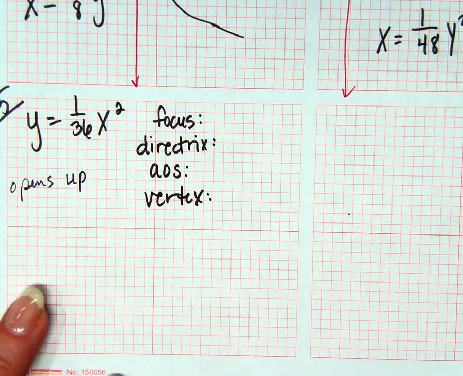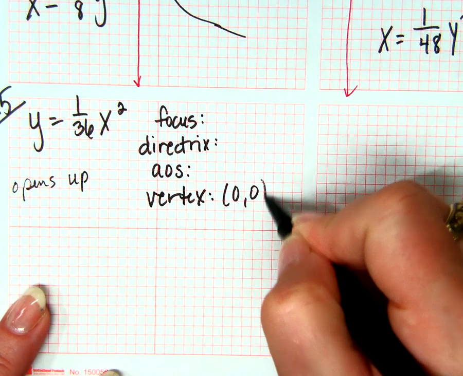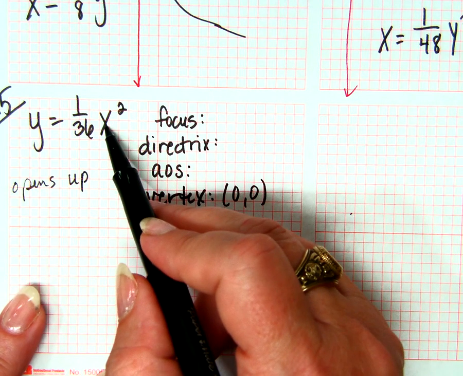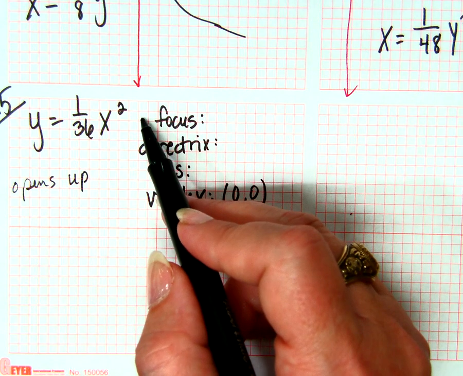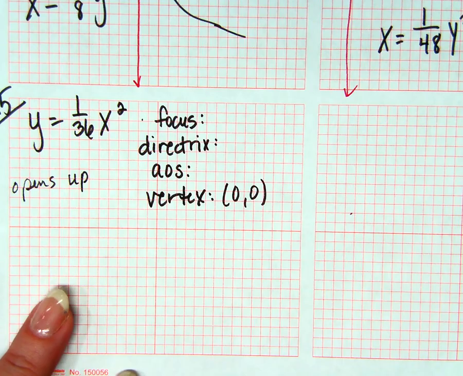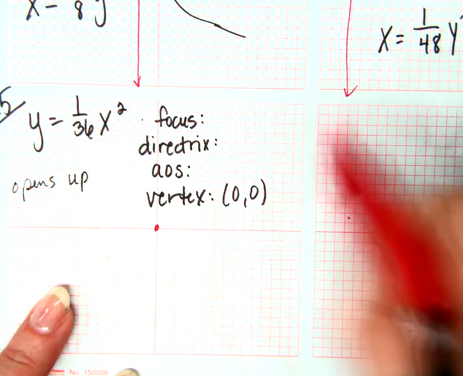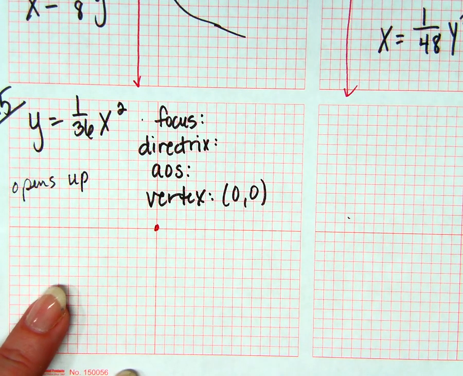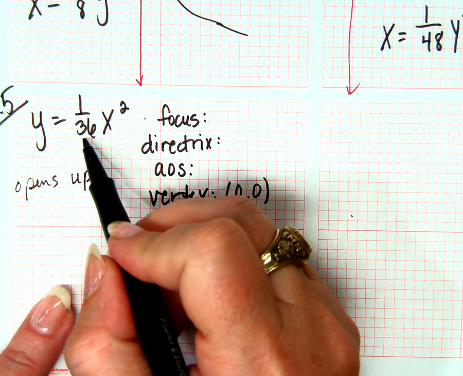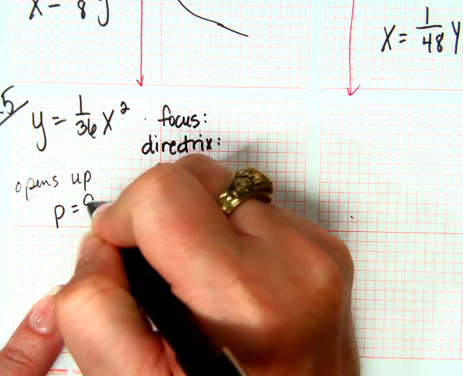If it opens up, where's my vertex? 0, 0. And you know that because why? Is there anything being added or subtracted to the x? Anything being added or subtracted to the end of the equation? So the vertex is at 0, 0. So if this is my vertex, and we know it opens up, how far away from my vertex is my focus? Okay, so my p-value is 9.